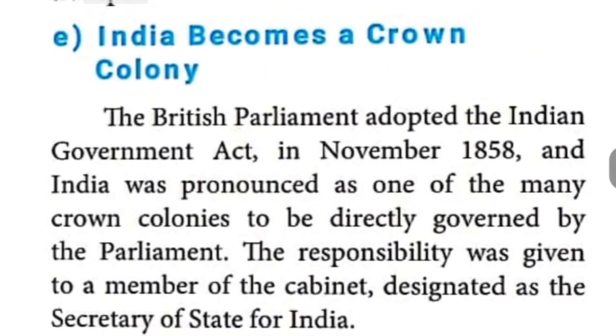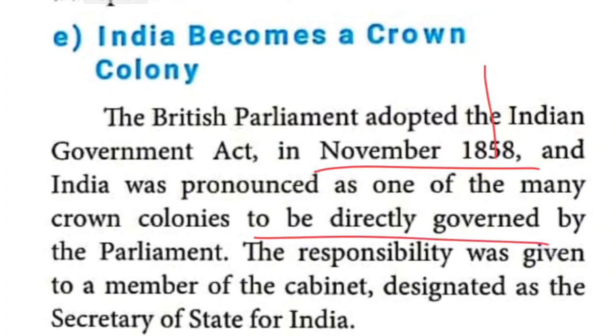The next topic given is that India became a crown colony. The British Parliament passed the Government of India Act in the year 1858. This is also the famous proclamation issued by Queen Victoria in 1858. On the basis of Queen Victoria's proclamation, India went under the control of the British Crown. Moreover, the post of Secretary of State was created. So these are the things given, children.